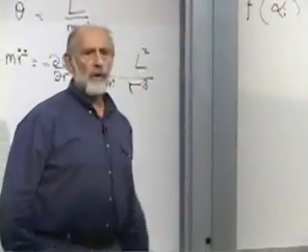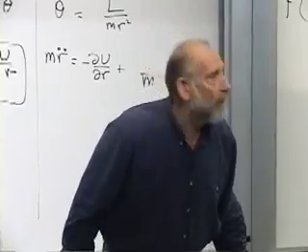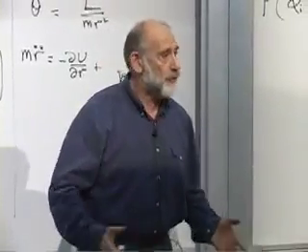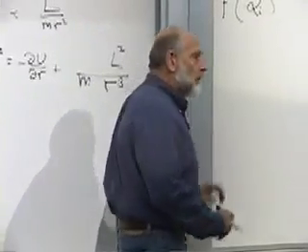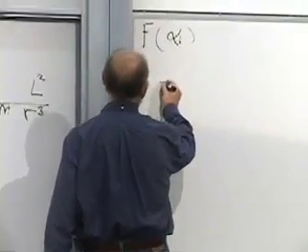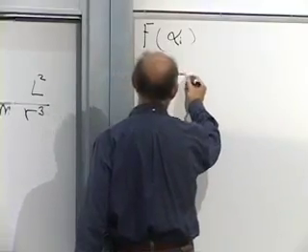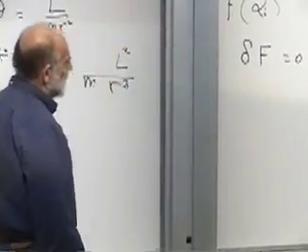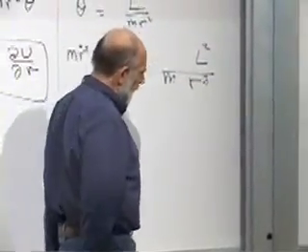The rule for finding the minimum of the function is that the derivative of f with respect to all of the alphas should be equal to 0. Sometimes you'll see that stated as delta f equals 0. Sometimes I'm going to state things in that form. Let me tell you what that means.